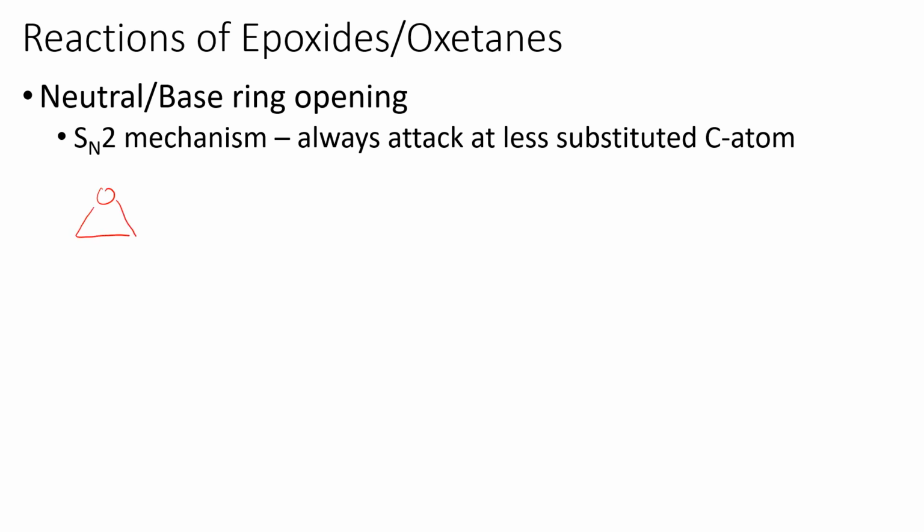So if we look at our epoxide and we make it an asymmetric epoxide, under base or neutral conditions, so basic conditions would be something like we have the alkoxide anion, or we would be under alcohol conditions, neutral conditions. We're always going to see that that nucleophile, for here would be that RO minus, is going to come in and break the ring open on the less substituted side.